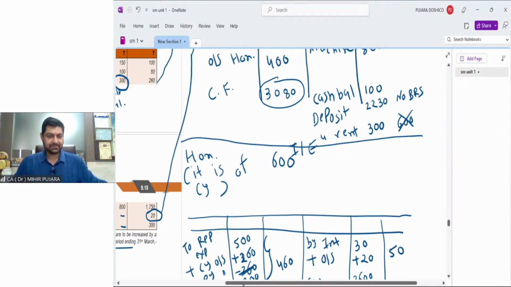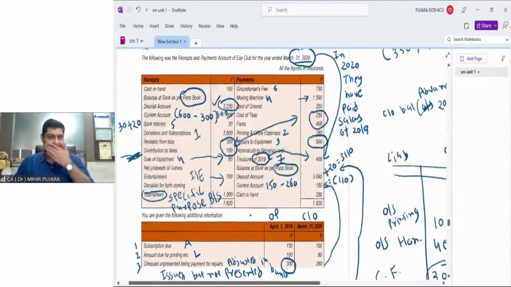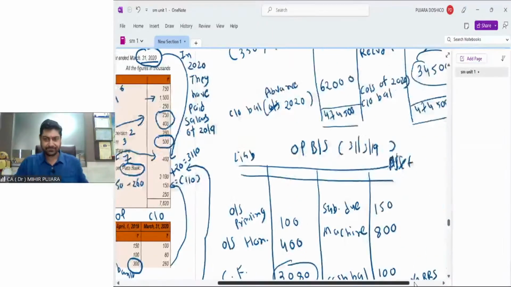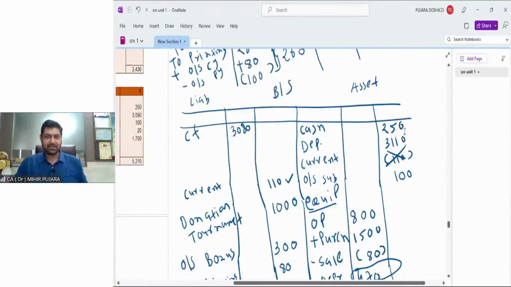Okay, and all the closing balances we have already concluded. Deposit account, current account, and cash in hand we have already done. If you see the balance sheet, we have already done cash, deposit, and current.